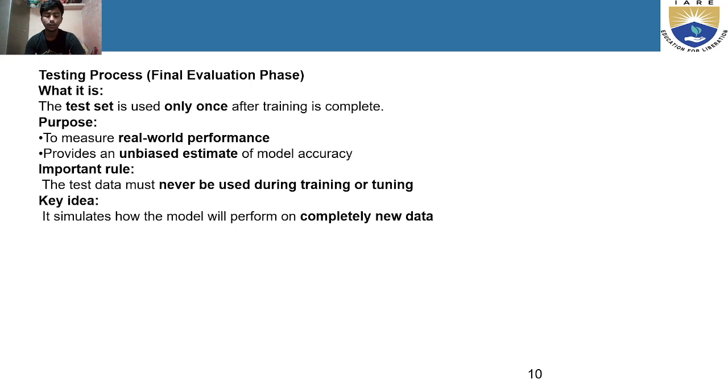Next is model evaluation metrics. For classification: accuracy, precision, recall, F1 score. For regression: MSE, RMSE, R squared score. For cross validation, instead of a single split, k-fold cross validation is used. Data is divided into k parts. The model is trained k times, each time using a different part for validation.